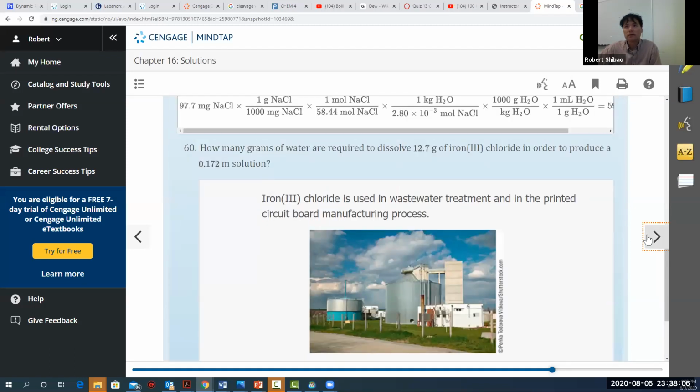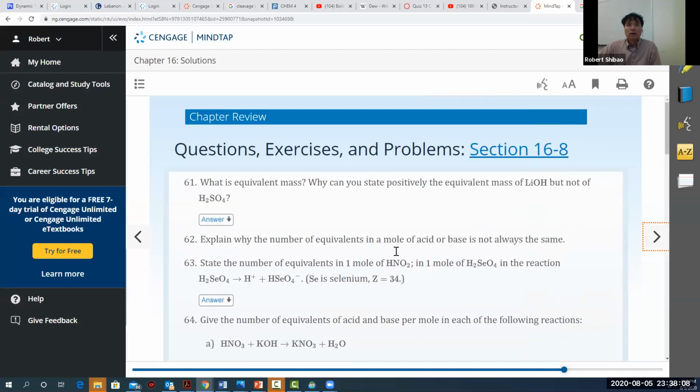Let's skip this one. All right, equivalence we skipped. We skipped this unit here. So we'll skip that. We're going to skip these problems here.